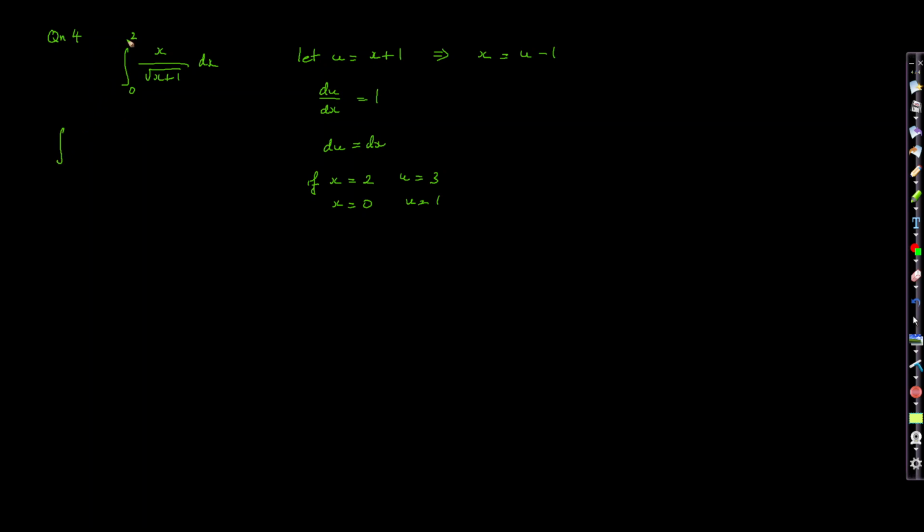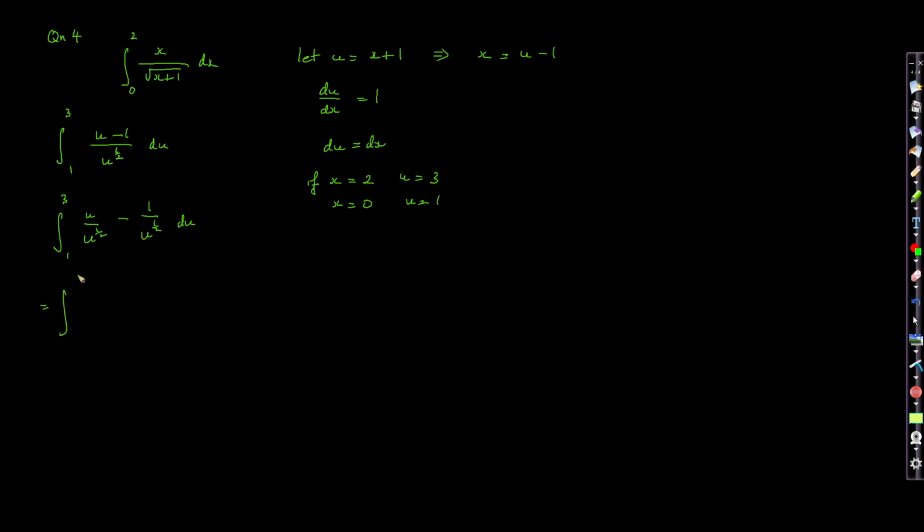So let's substitute in what we've got. This limit of x equals 2 would be u equals 3. x equal to 0 is u equal to 1. The x on top would be u minus 1. And this would be the square root of u, or u to the power of a half. And dx is equal to du. Now that may not look simpler, but it is, because you can split this into two bits. So this is u to the power of 1 over u to the power of a half, minus 1 over u to the power of a half, du.